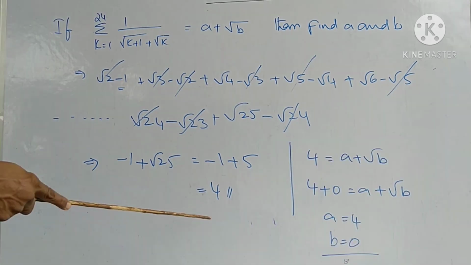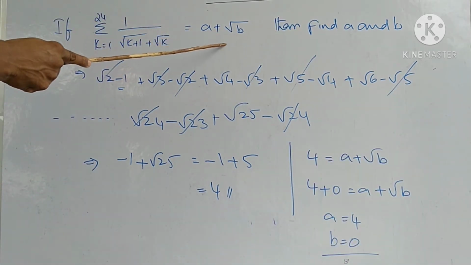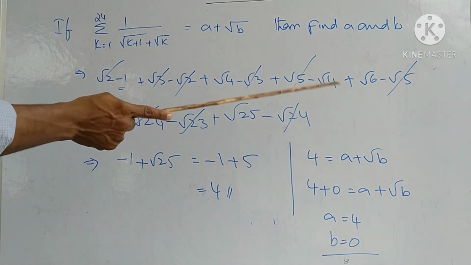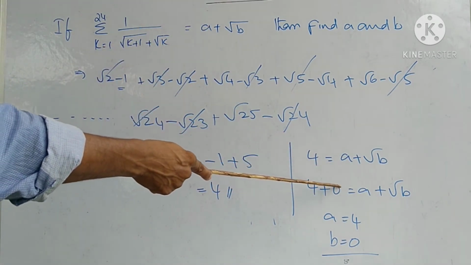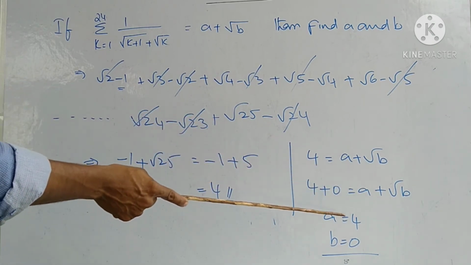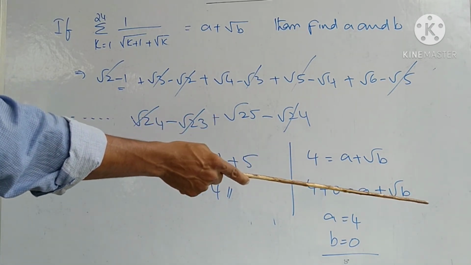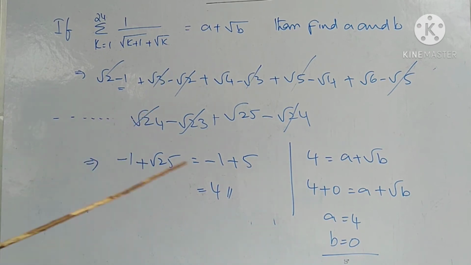So here, equating this result with our RHS value, 4 is equal to a plus root b. So 4 plus 0 is equal to a plus root b. Here a is equal to 4. Root b is equal to 0, which means b is equal to 0.